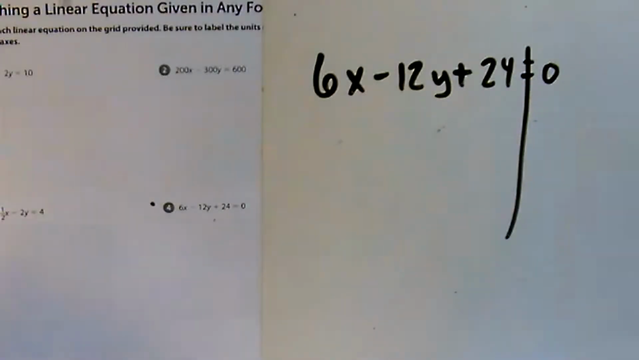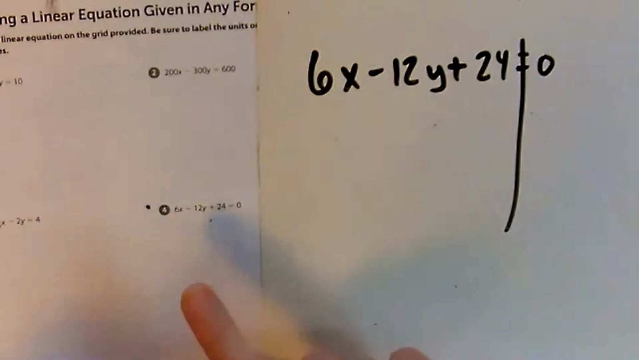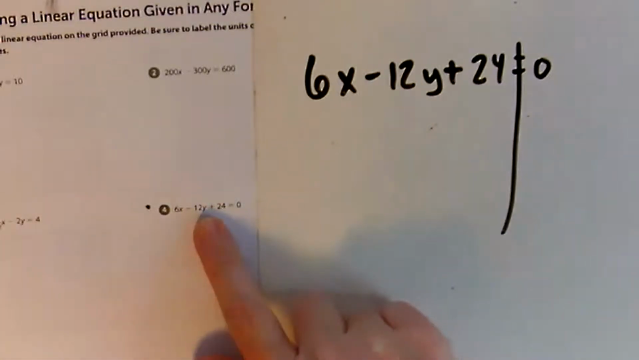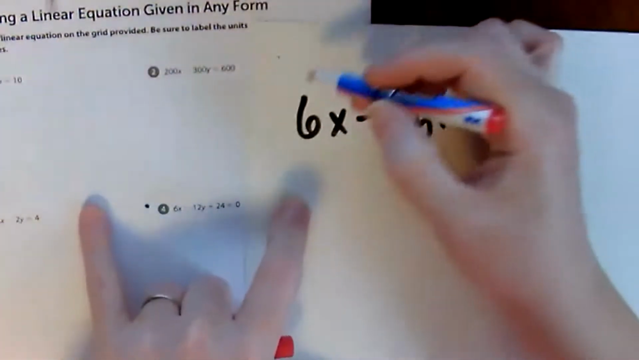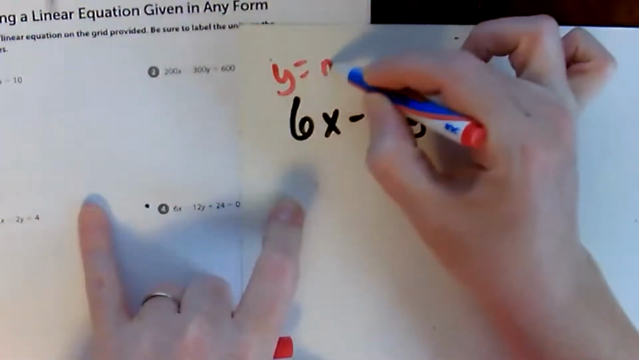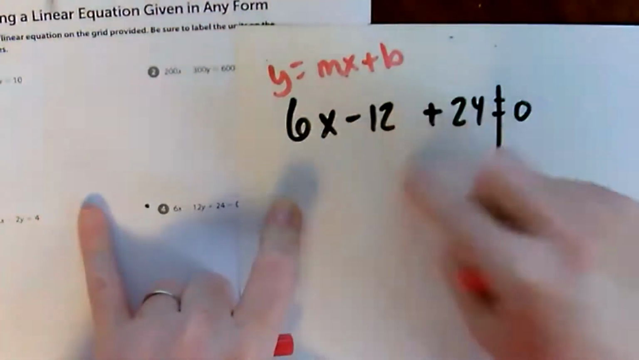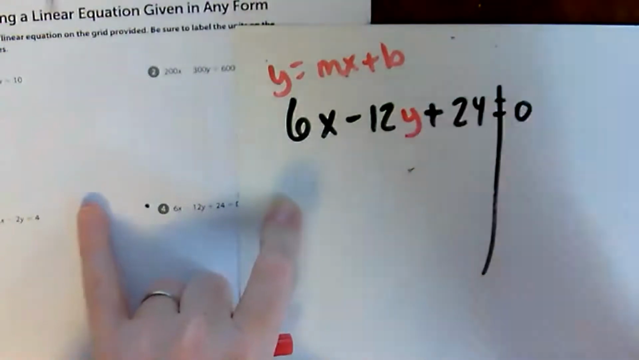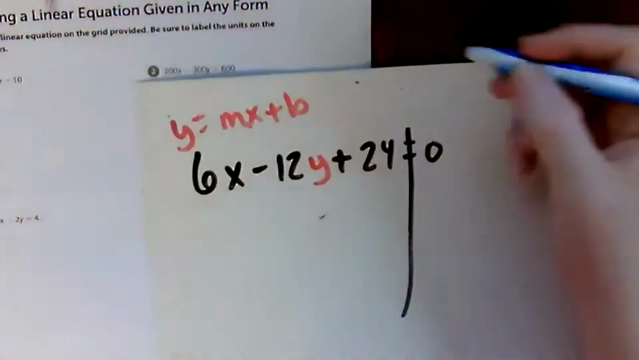Okay. All right, we're looking at number 4 on your week 2 packet. Before we can graph this equation, we've got to change it into y-intercept form. Y equals mx plus b. That's what I'm shooting for. So I know that I have to make Mr. Y happy. Right? I've also got a trick I'm going to use.